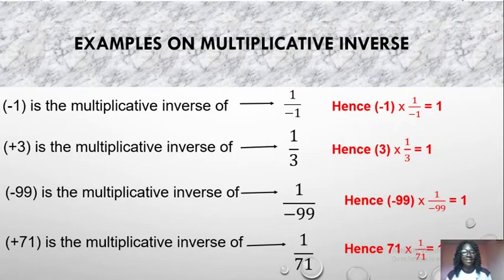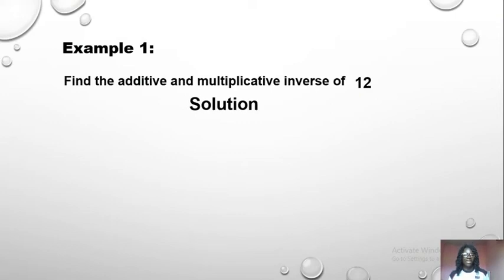So I believe all this is clear. So let's see more examples on inverse, because identity, there is nothing there to do, right? You're just saying 2 plus 0 will be 2, 2 times 1 is 2. So let's see more examples on inverse. We're going to be solving them together, addition and multiplication. So here I have, find the additive and multiplicative inverse of 12.